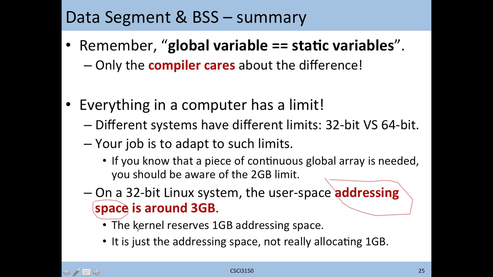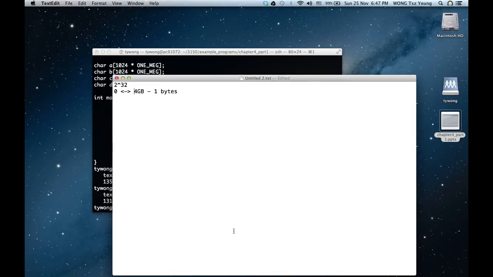Why? Because the kernel, that invisible object inside the computer, always reserves 1GB of addressing space. So what is the difference? I have a space from 0 to 2 to the power 32 minus 1, but that doesn't mean that I have physical memory that is able to store 4GB of physical data.